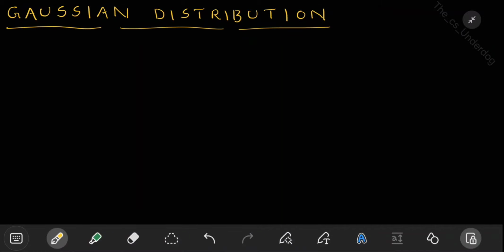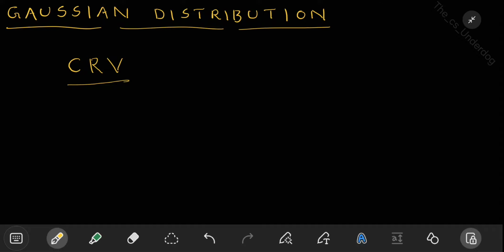Gaussian distribution. Gaussian distribution is used to model continuous random variables. We had seen that Bernoulli distribution, binomial distribution, these were all used for discrete random variables. But coming to Gaussian, it is for continuous random variables.